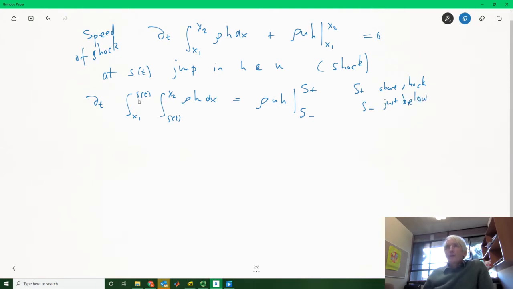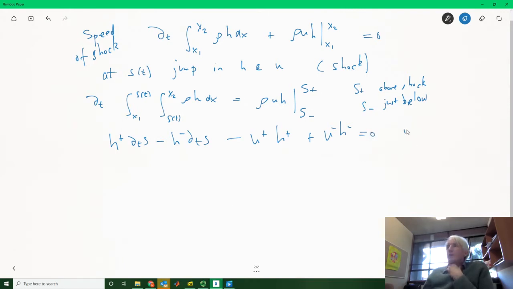Alright, so no dramas here. This is just going to be exactly what we had before. The rhos cancel and we get h plus times d by dt of s, minus h minus times the time derivative of s. So this is the value of h on the one side, and this is the value of h on the other, minus u plus times h plus plus u minus times h minus equals 0.